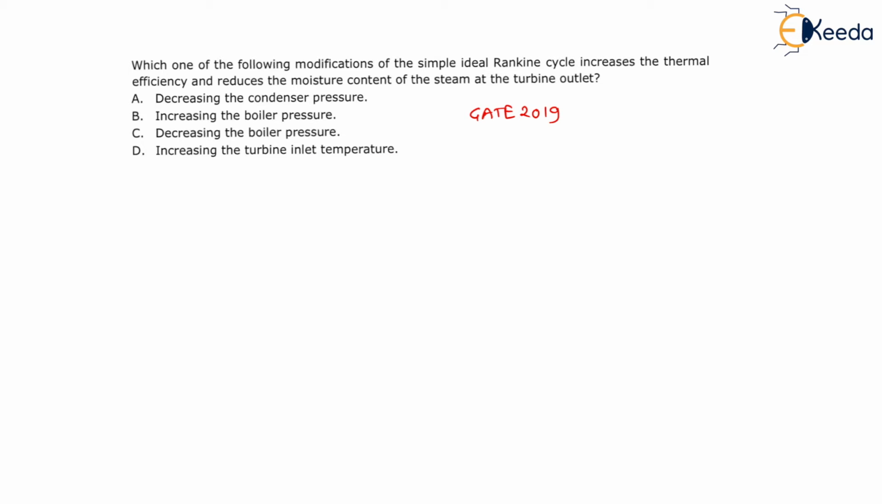Now my dear students, already we have seen in the theory lecture the effect of operating variables on the performance of Rankine cycle. In this topic I have already explained all the theory behind this, right? And if you have seen my video lecture, then 100% you will answer that option D is correct. Now here I will explain that.